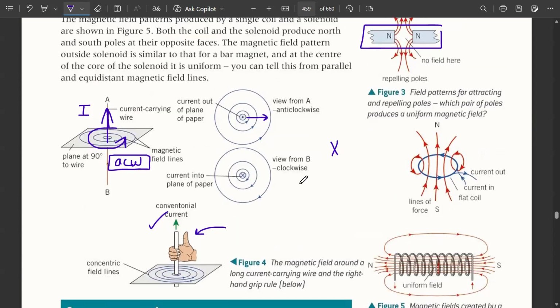If I use this sign, what does it mean? Into page. Now point your thumb into the screen and tell me the curl of fingers. No, point your thumb into the screen. This cross means into page. Check again. Right hand. Yeah. Point your thumb into the screen. So what does the curl of your fingers tell you? It's going left to right. So it's clockwise. Clear or no?